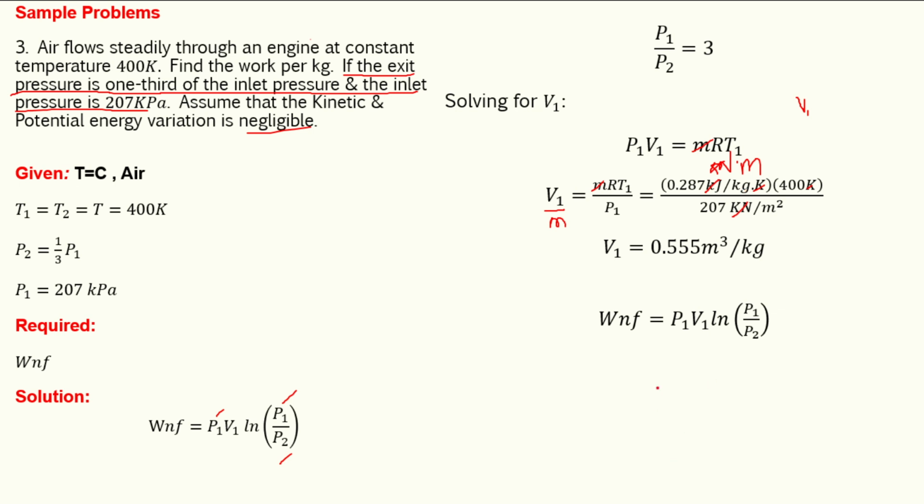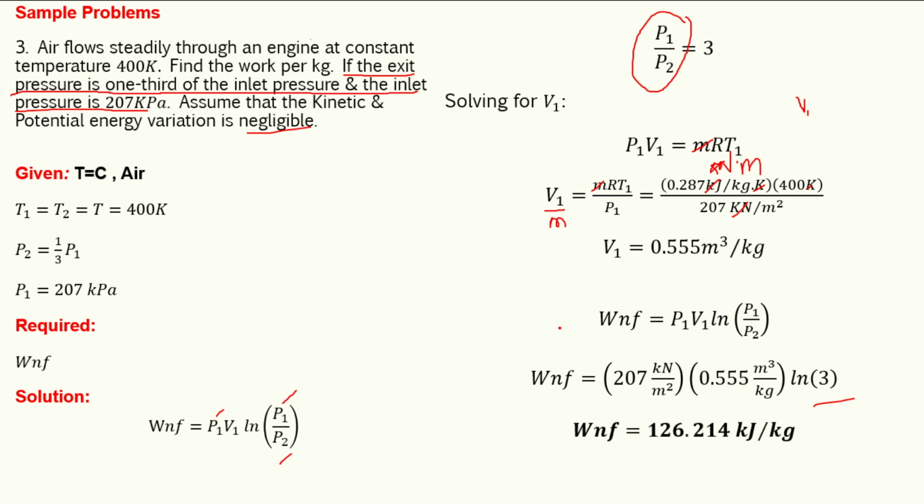Now, solving for the work non-flow, since kompleto na yung given natin, direct sum na lang. Work non-flow is equal to P1, which is 207 kilonewton per meter squared. Yan yung kPa. Is equal to 0.555 cubic meter per kilogram. Then, ln 3. Saan galing yung 3? Sa P1 over P2. Kasi P1 over P2 is equal to 3. Ayan. Okay. So, mas madali pa nga pag may ganyan ng problem, kasi hindi mo na isa-solve yung value ng P2. Ilalagay mo na lang automatic dun sa ln. Therefore, work non-flow is equal to 126.214 kilojoules per kilogram. Okay? So, that's all for today's video. Stay safe and thank you.